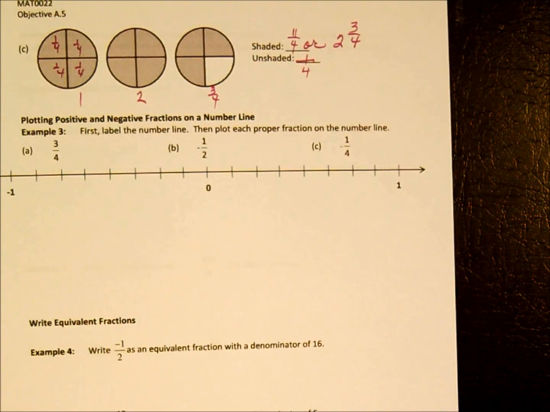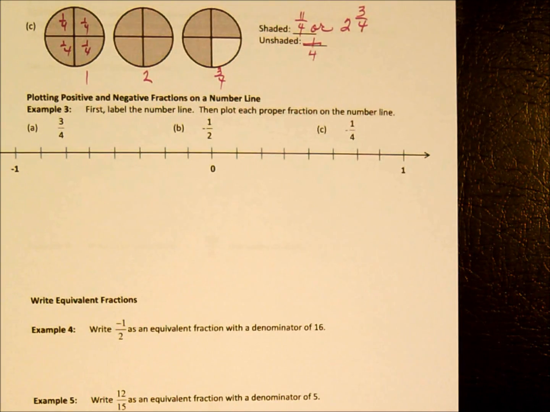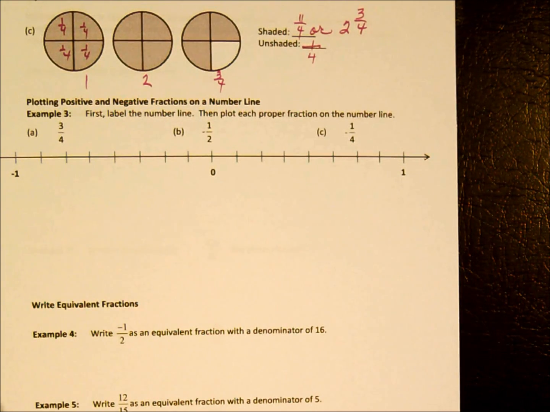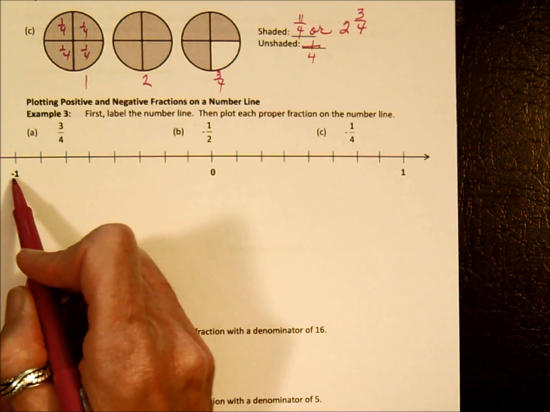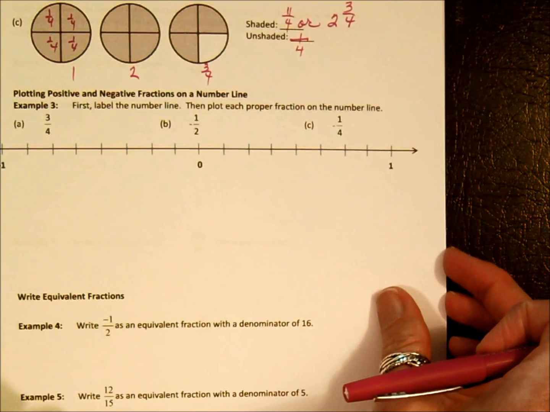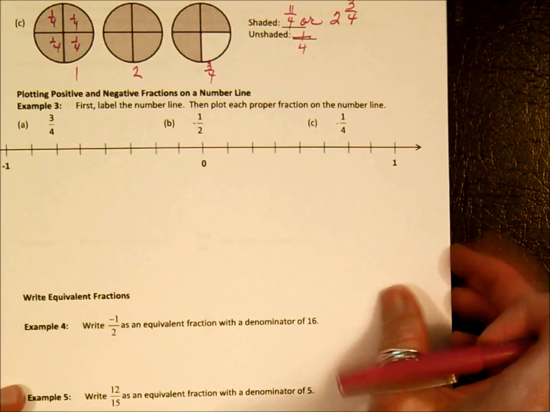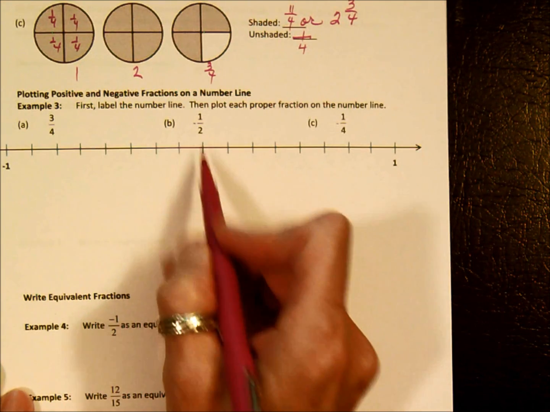One of the things that students often have trouble with is plotting fractions on a number line. So let's take a look at the number line that we have. It goes from -1 all the way over to 1. Let me see if I can get this whole thing in here at once. There we go. -1 to 1, 0 in the beginning is in the middle.